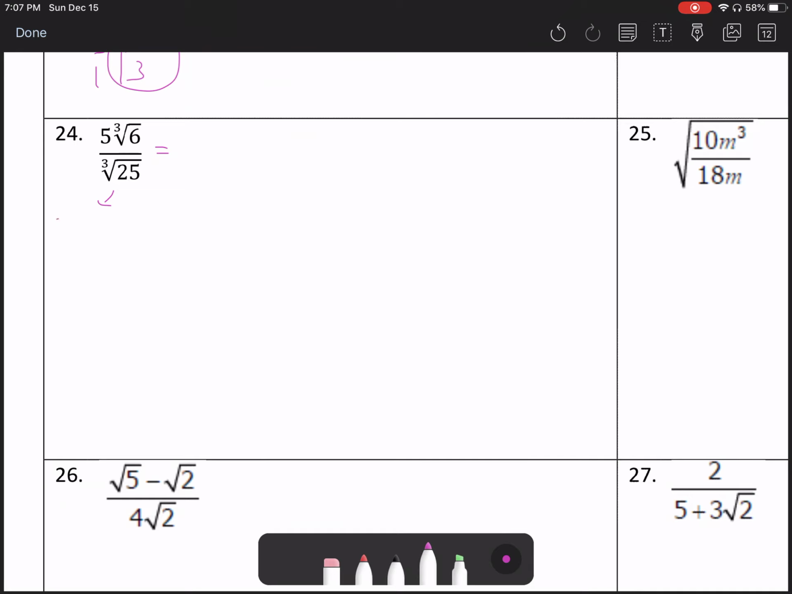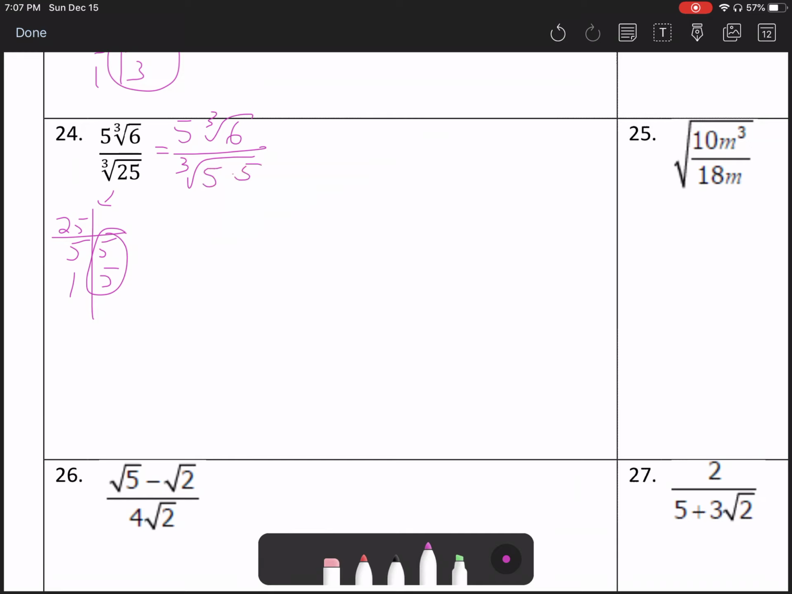So this 25 right here, well, 25 divided by 5 is 5, divided by 5 is 1. So 25 is 5 fives. Okay, so I'm going to just rewrite that so it tells me what I have, and we'll talk about what I need. So this is 5 cubed root of 6, and this is the cubed root of 5 times 5.